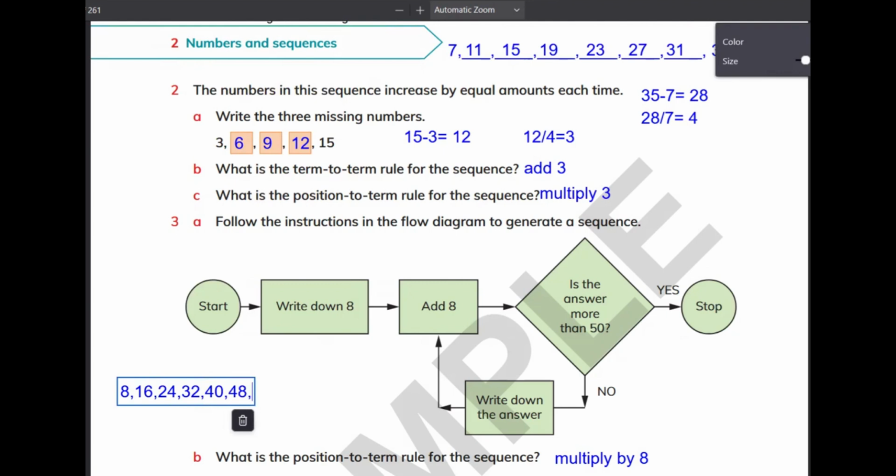One of the silly mistakes that students do all the time is they go and write down the 56. No, when you said yes, look here. Is the answer more than 50? You said yes. They ask you to stop. Nobody asked you to write down the answer. So don't write it down.